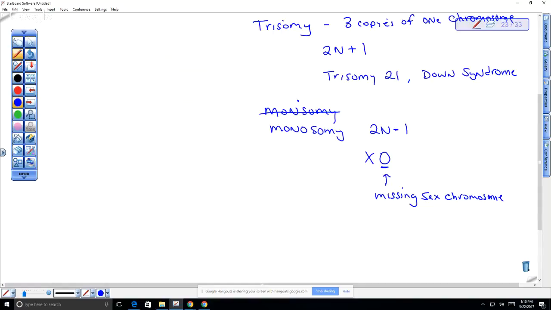So would you predict this individual, if they're XO, would they be male or female? Would they look male or female? Female, right? Because it's the Y chromosome that determines the sex. And so this would be a female. Right, so this is a female, but there are some characteristics that are associated with this, and it is called Turner's syndrome. So that's the only monosomy that we can survive with.